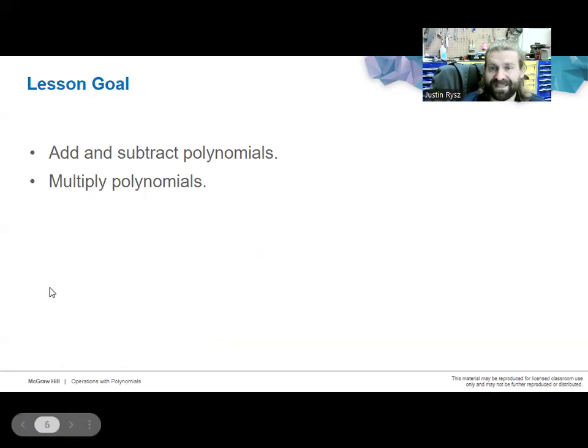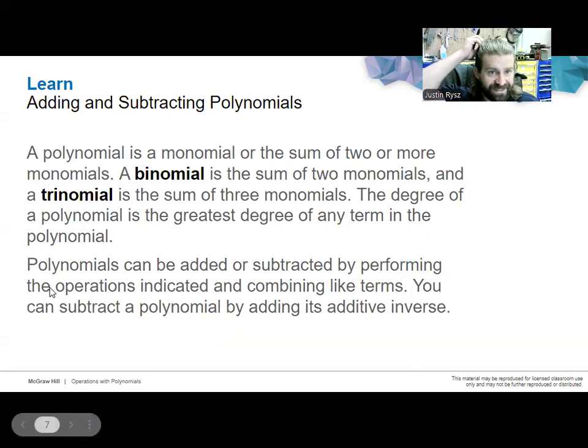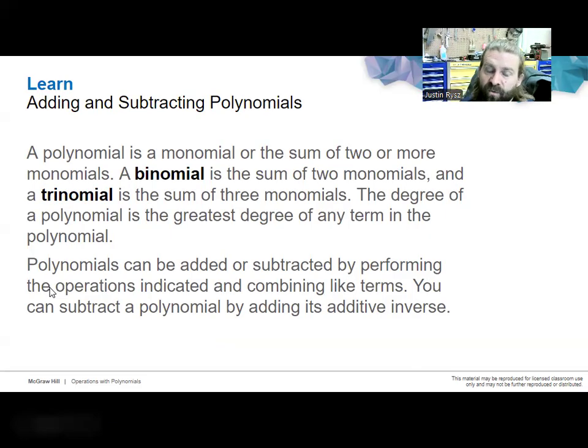All right, so our goal in this is to make sure we can add and subtract polynomials and to multiply polynomials. Notice here we don't have divide because that's what we're going to do in section 4.4. All right, so a polynomial is a monomial or the sum of two or more monomials. So a monomial is a simple term. It's like an x or a y or x's and y's together, but there's no plus or minus. Once we add or subtract between, that's how it becomes a polynomial. A binomial is the sum of two monomials, and a trinomial is the sum of three. So if you have three terms together, that's a trinomial. Beyond that, there are more names, but after that, we just say how many terms there are.